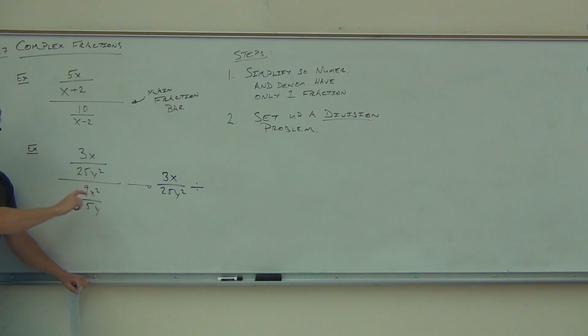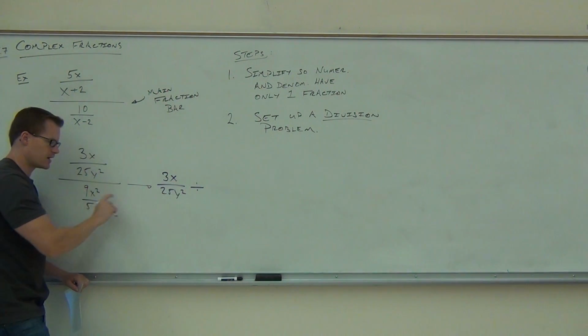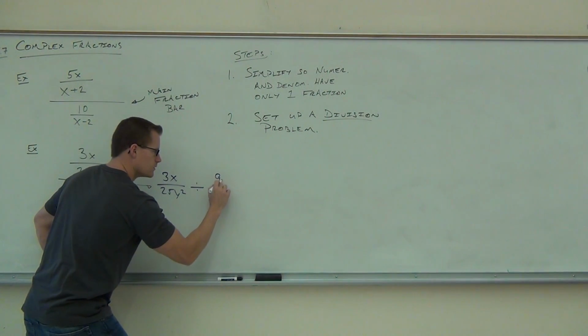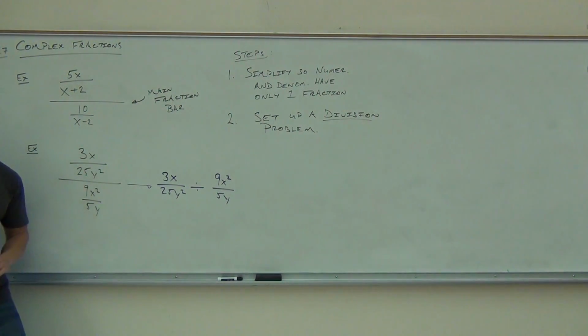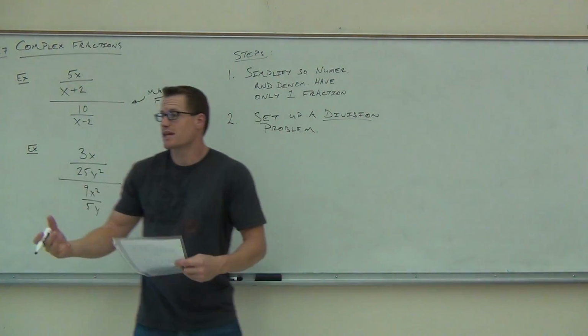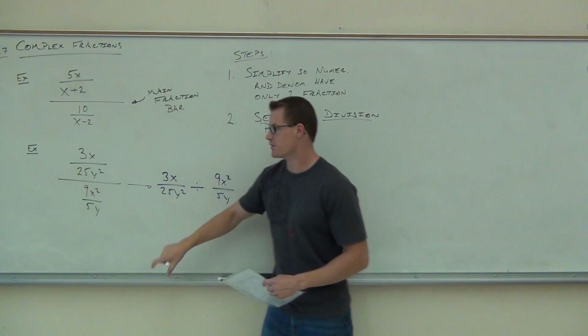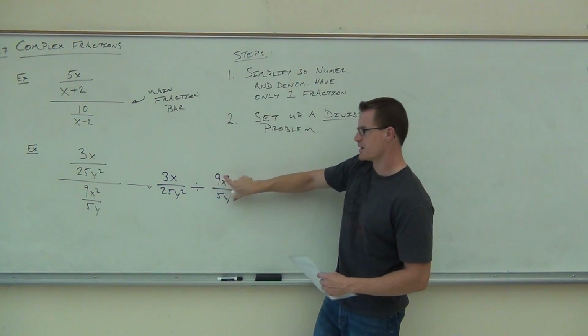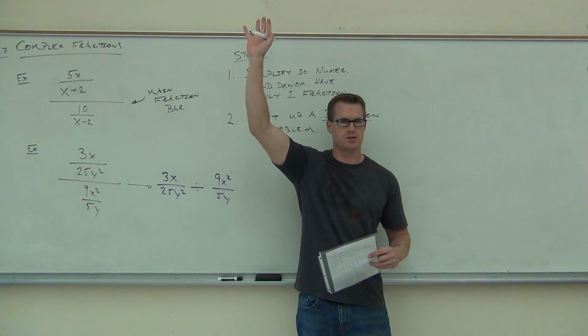Great, we're not flipping that around or anything. We have 3x over 25y squared divided by 9x squared over 5y. Here we have 3x over 25y squared divided by 9x squared over 5y. It's even read the same way. This is main numerator divided by main denominator. This is main numerator divided by main denominator. It says exactly the same thing mathematically. How many people understood that?